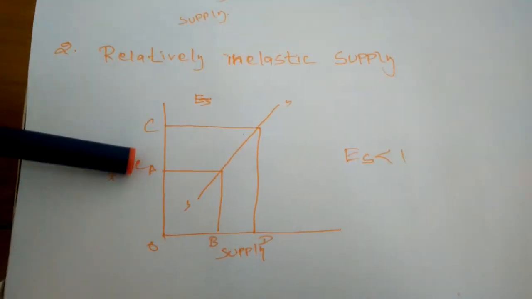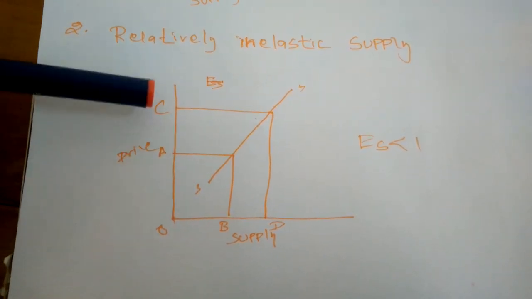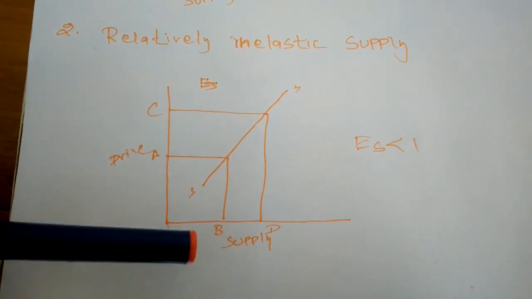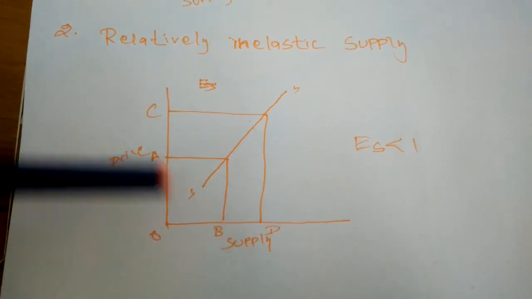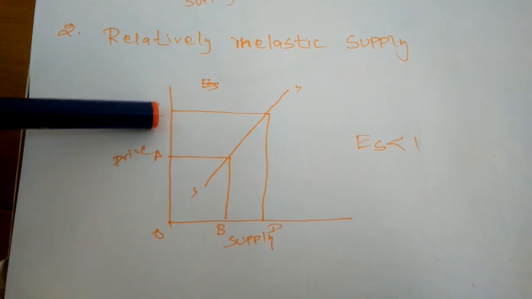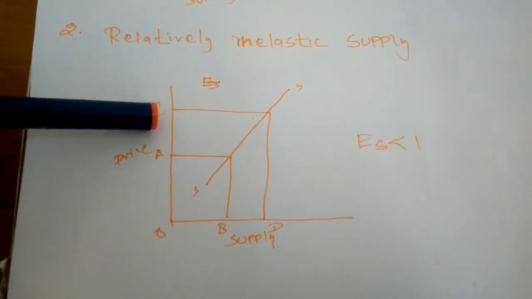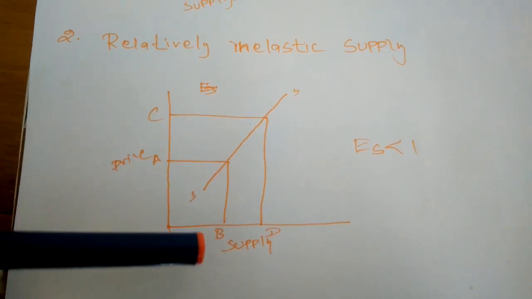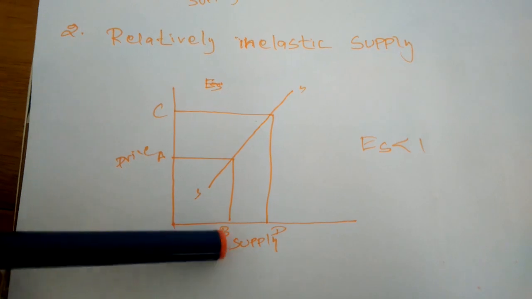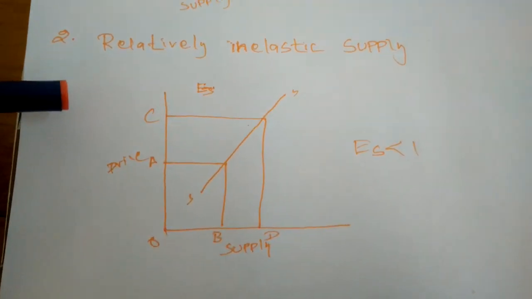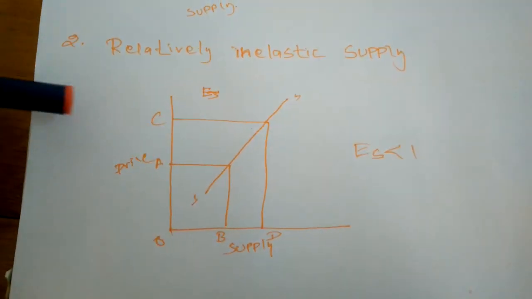When the price of a commodity increases 2% from A to C, the supply of the commodity increases just 1% from B to D. So when the price increases 2%, it brings only a 1% increase in supply from B to D. So here the elasticity of supply is less than 1.